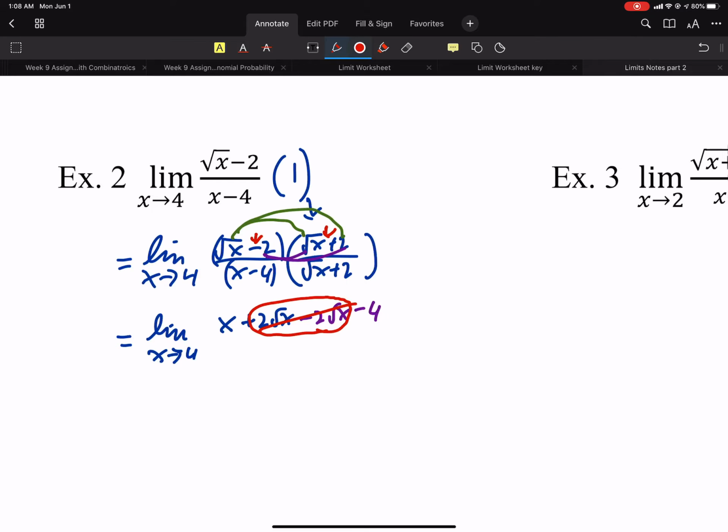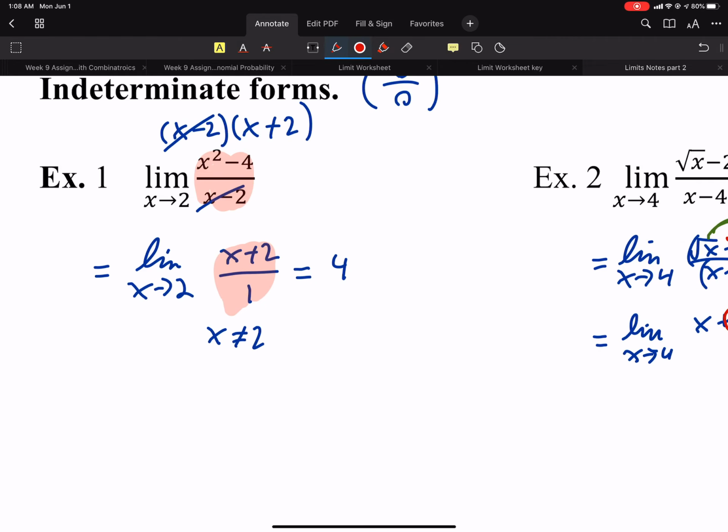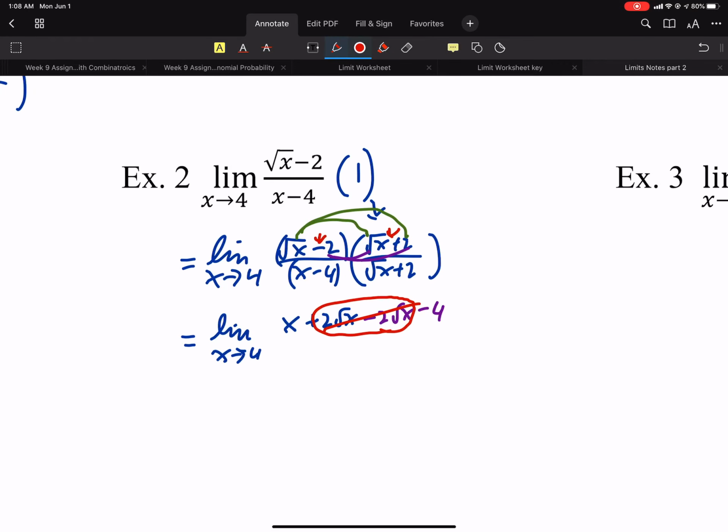The bottom, a lot of people are tempted to multiply the bottom out. But like I said in the first one, you want to get things factored and canceled. So you don't want to multiply the bottom out. You want to leave the bottom factored. x minus 4, radical x plus 2. But look, on top we're left with x minus 4. I'll just rewrite this. I know this video is long. We'll just make it longer.